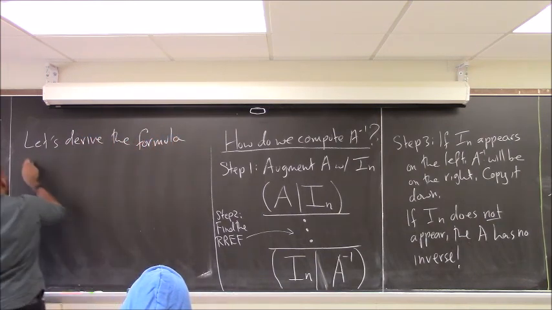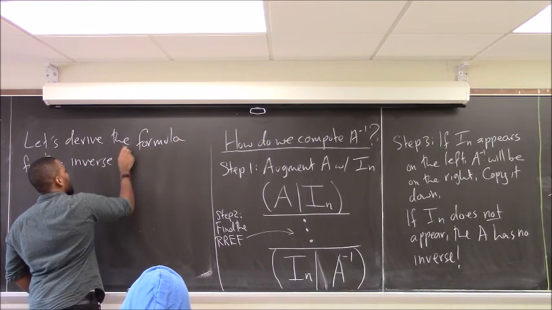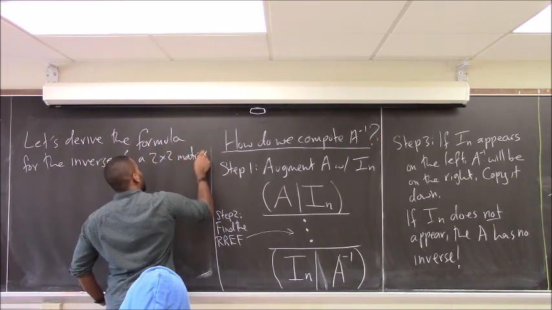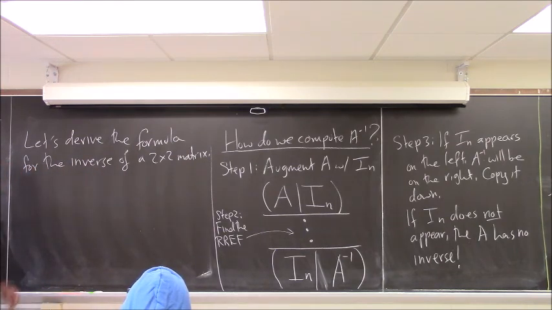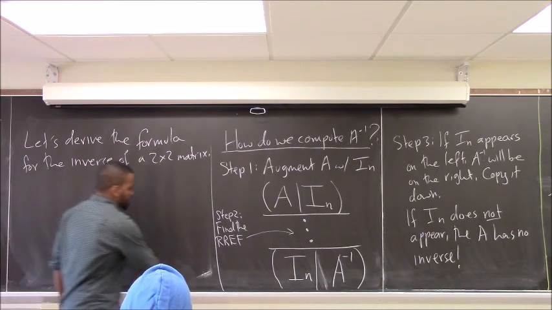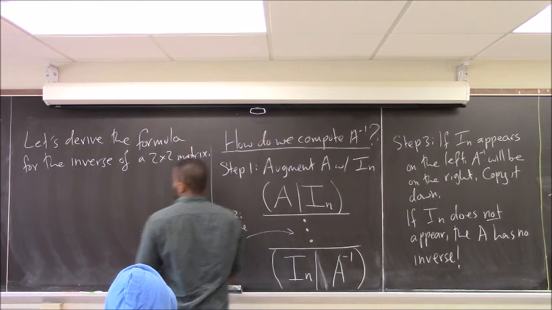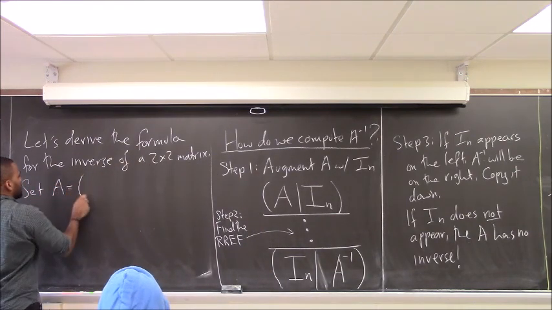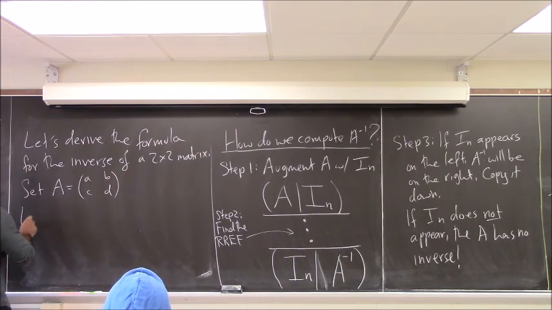Let's derive something. Now, as far as formulas go, the inverse for a 2 by 2 is something you should have memorized. And let's actually derive it. Set A equals [a, b; c, d]. Let's find the inverse.